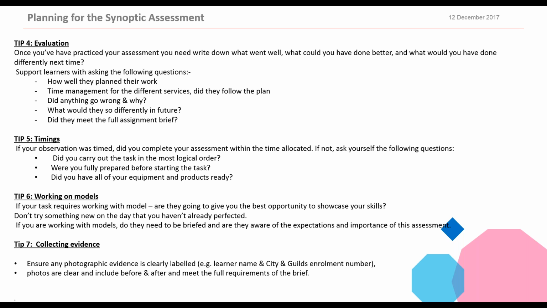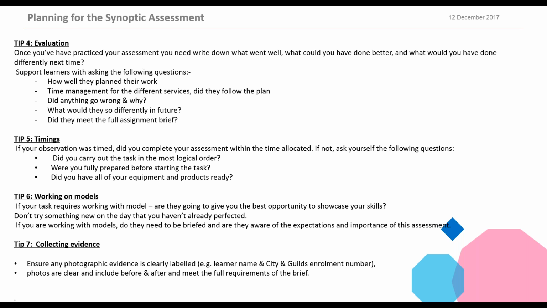Did they meet the full assignment brief? Think about your timings. If your observation was timed, did you complete it in the allocated time? If not, was it because you didn't carry it out in the most logical order? You know, if you're doing a restyle, hopefully you'd colour it before you restyled it.